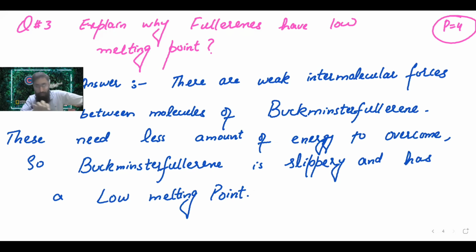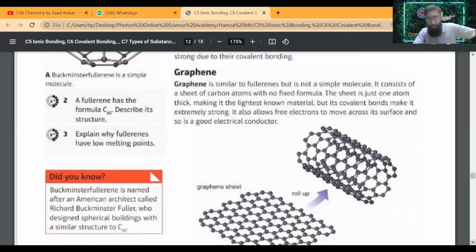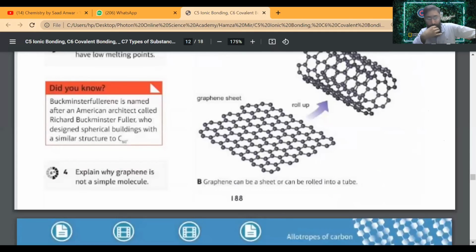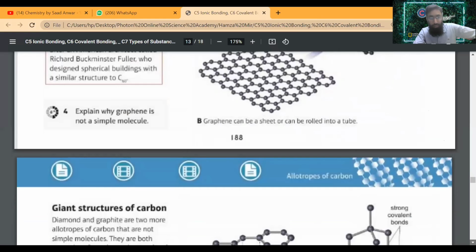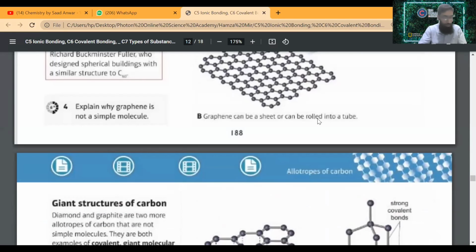You can read that question. I hope the concept behind this question is clear to you. You can discuss that question with me. Next, we discuss graphene as well. Explain why graphene is not a simple molecule. I think we can also solve that question. Why is graphene not a simple molecule?